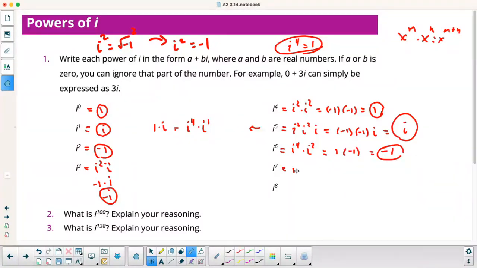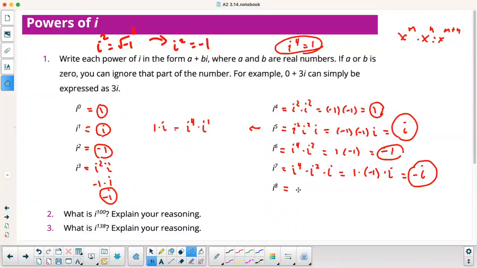i to the seventh. i to the fourth, and then I have 3 i's left, so I'll go with times i cubed, because I don't know what i cubed is, but I know what all 3 of these are. i to the fourth is 1. i squared is -1. i is i, so it's going to be -i.